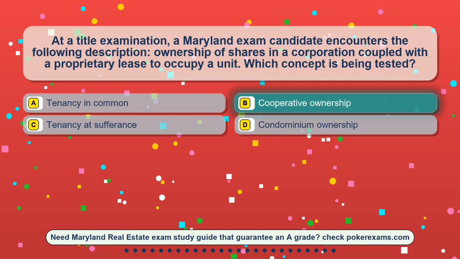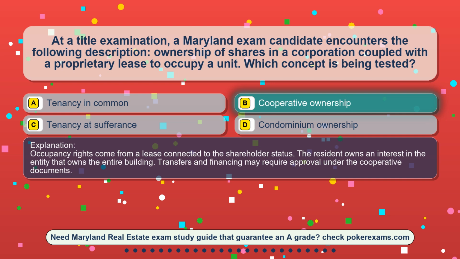The correct answer is option B, cooperative ownership. Occupancy rights come from a lease connected to the shareholder status. The resident owns an interest in the entity that owns the entire building. Transfers and financing may require approval under the cooperative documents.